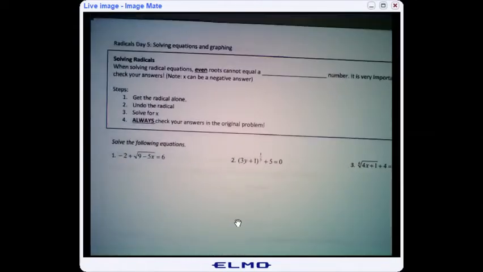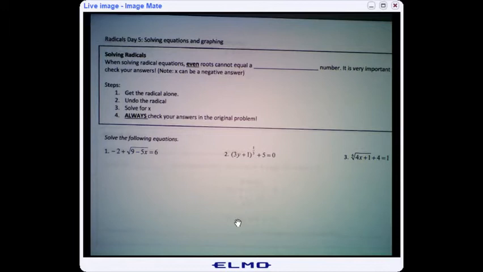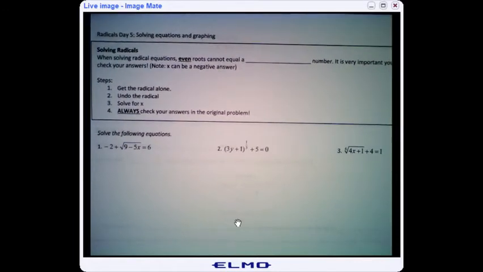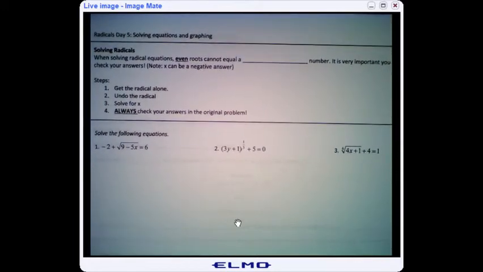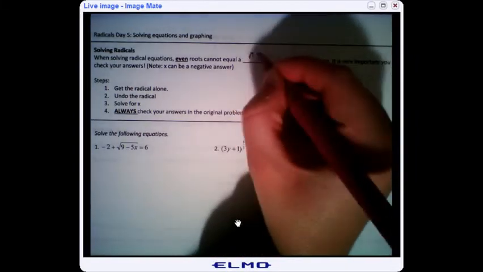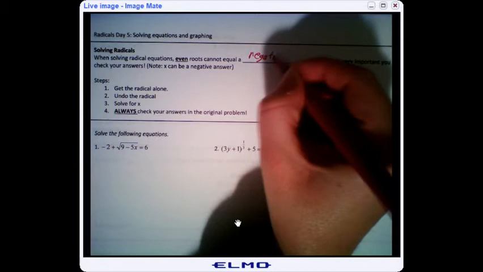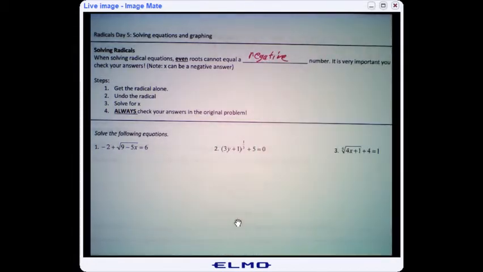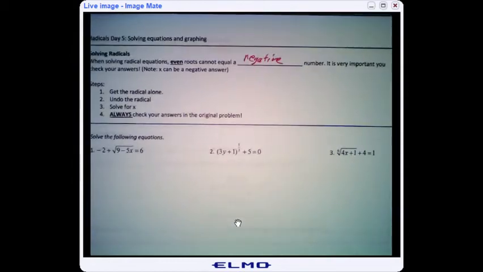We're going to talk about solving radicals and graphing. So when we're solving radical equations, even roots cannot equal a negative number. So basically, we're looking for real solutions. It is very important you check your answers.